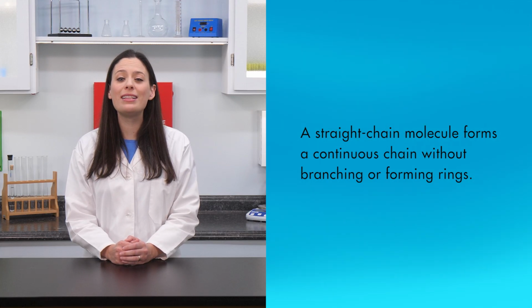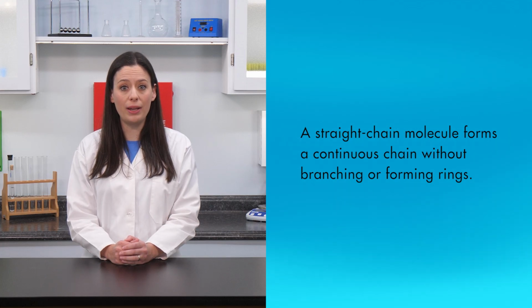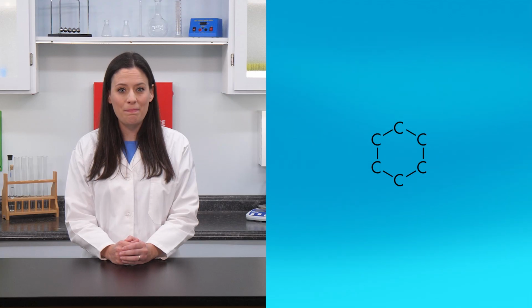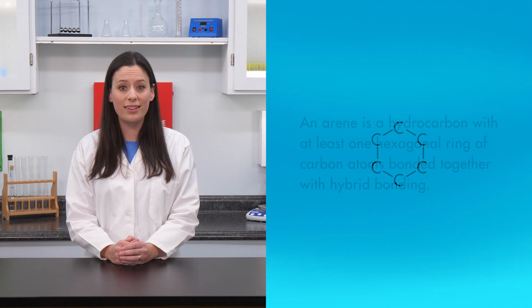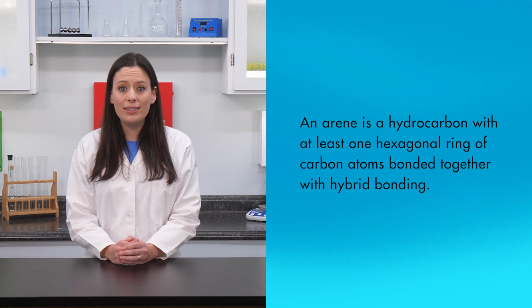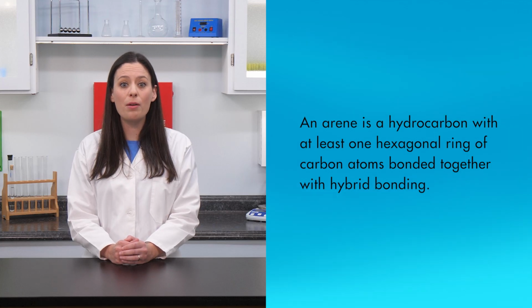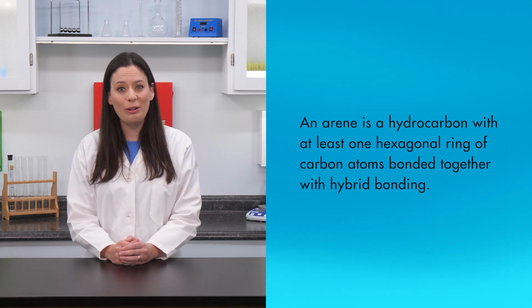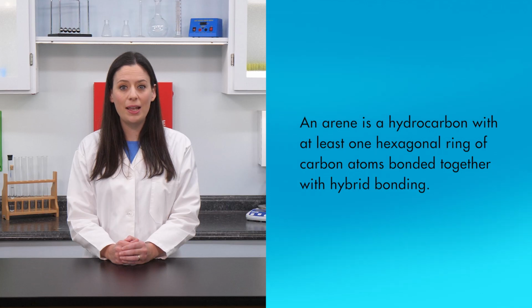The members of the last major class of hydrocarbons form hexagonal rings of carbon atoms. These ring-shaped hydrocarbons are arenes. An arene is a hydrocarbon with at least 1 hexagonal ring of carbon atoms bonded together with hybrid bonding.